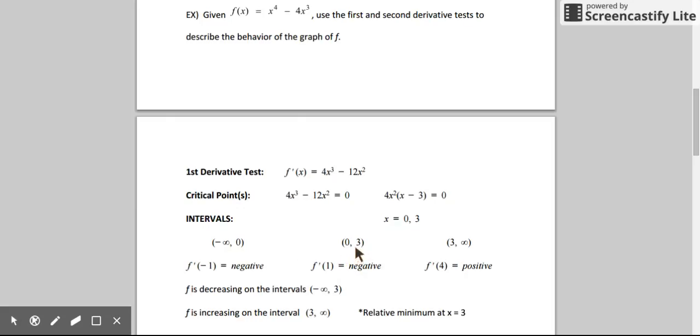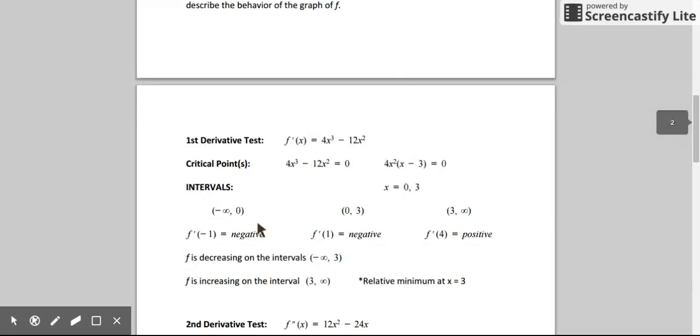If I plug in a value that's in between 0 and 3 for the second interval, I get values that are negative. So I know that my graph is still decreasing. And if I plug in values for this third interval, for example, 4 would be a number on this interval, and plug it into my first derivative, I get positive values, which tells me that my graph is increasing.